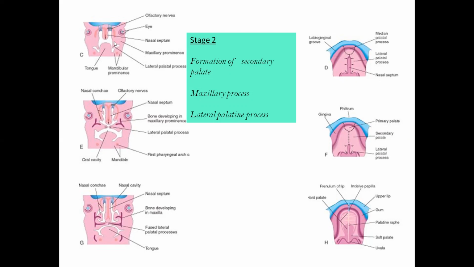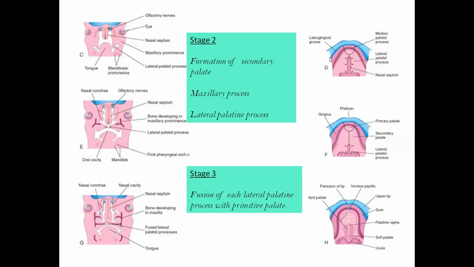What happens? From the posterior aspect of each maxillary process, a shelf-like projection grows. This is called lateral palatine process. Initially, the lateral palatine process grows inferomedially, downwards and medially. But as you see here, with the growth of the maxilla, each lateral palatine process will ascend up and turn horizontally.